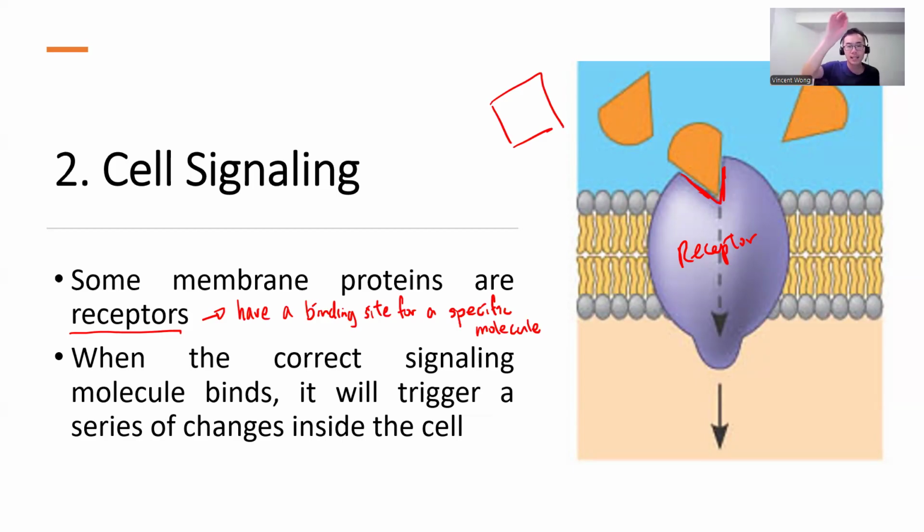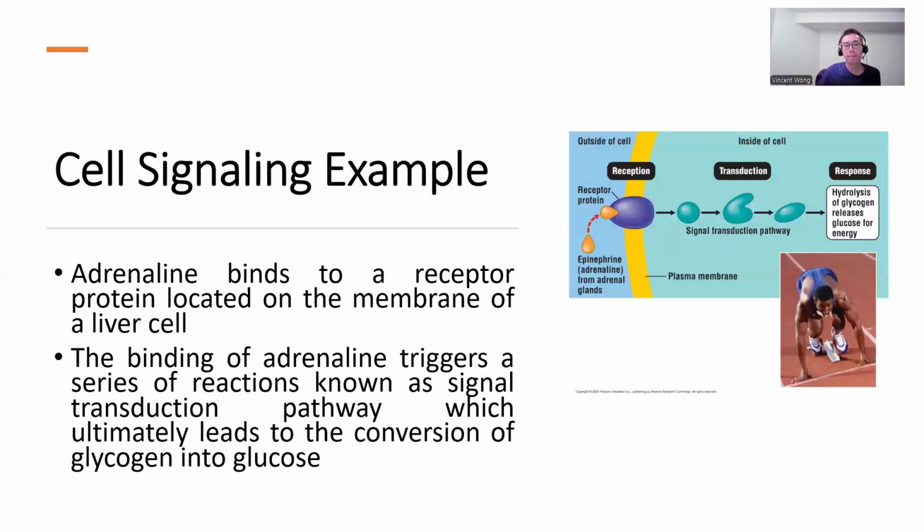Once the signaling molecule, I should probably label that for you, this is a signaling molecule. Once a signaling molecule binds to the receptor, it will trigger a series of changes inside the cell. And depending on what kind of signal molecule you have, the kind of changes going on in the cell will be different. So in this example, we have adrenaline here.